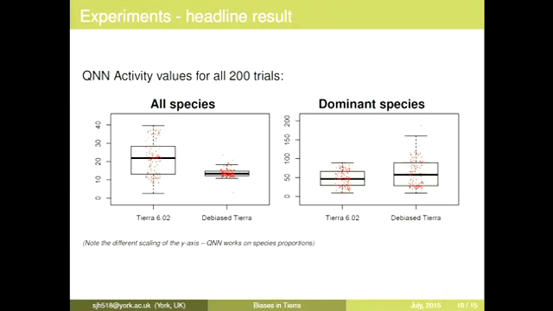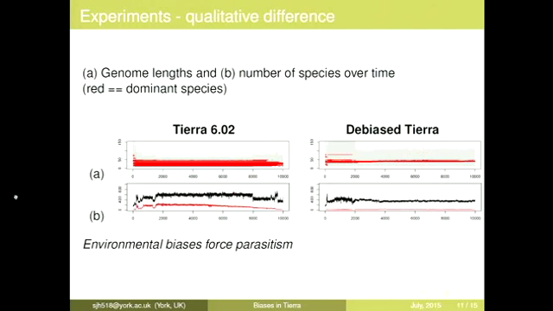So what we found was that if we looked at all of the species, Tierra 6.02 had this sort of trimodal distribution of performance, whereas debiased Tierra just sat there flat at the bottom. But what was interesting was that if we looked at the dominant species, we get this interesting bulge of activity, and these particular trials here, where the activity was very high. And that allowed us to quickly zoom in on the runs where the interesting events were happening and try and tease out what was going on. So we didn't really do any low-level stuff, but I'll talk about that as we go through.